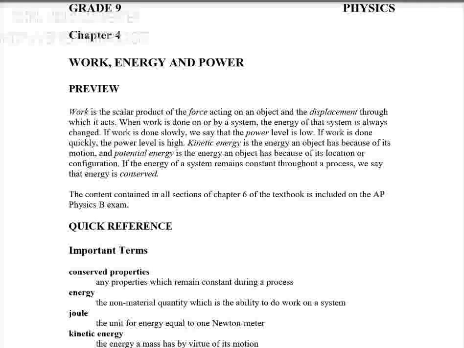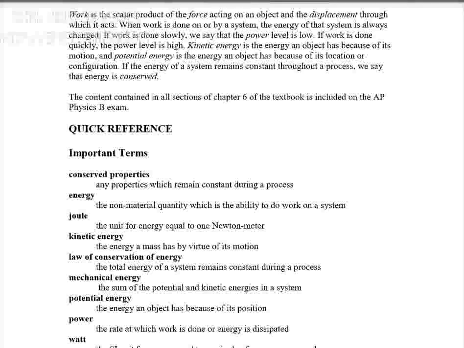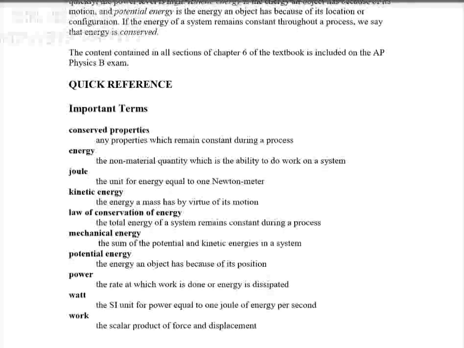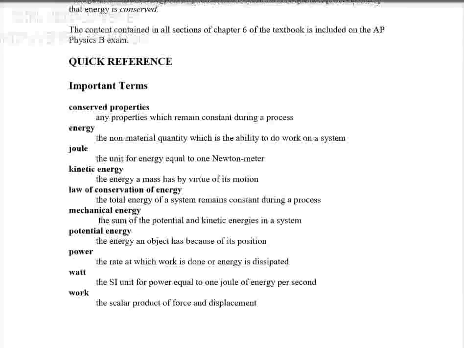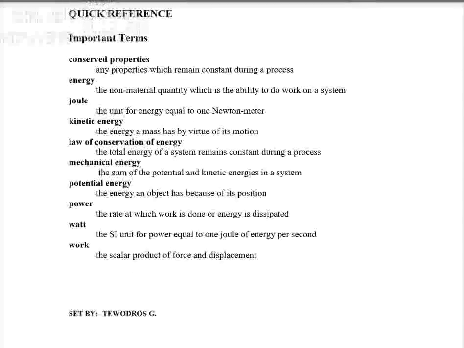Okay students, my name is Theorem and I'm your physics teacher. Today we'll see about unit 4 of grade 9, that is work, energy and power. We have some reference or important terms. The first one is conserved property, energy, joule, kinetic energy, the law of conservation, and so on. Therefore, read these keywords by yourself.